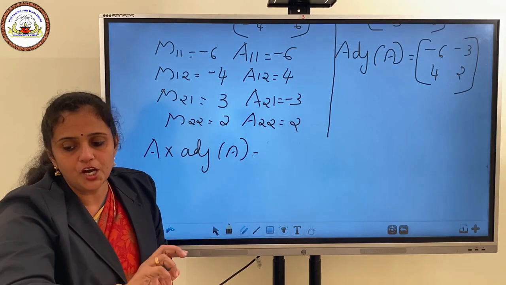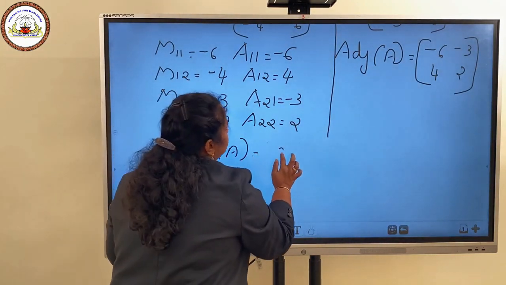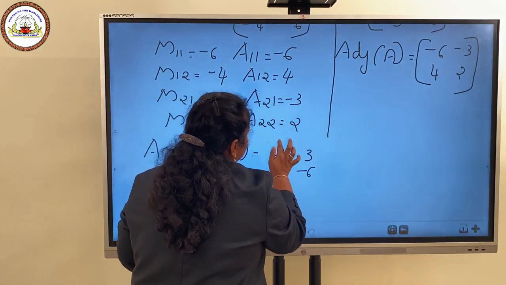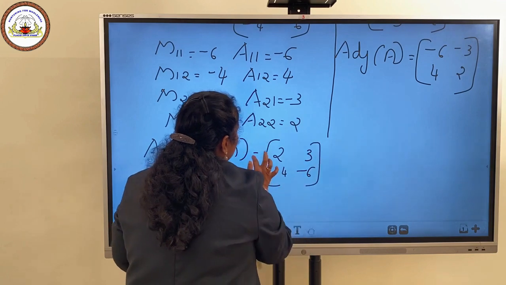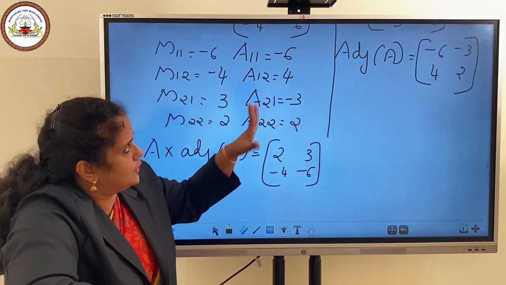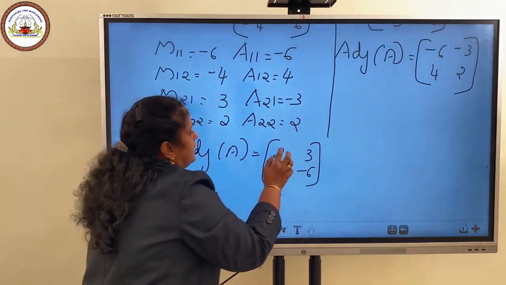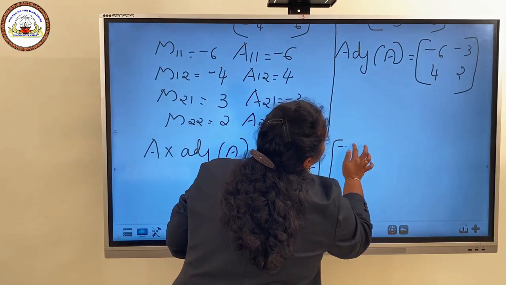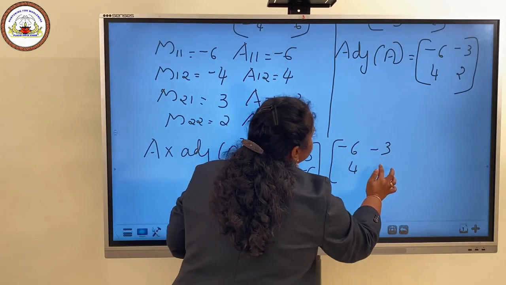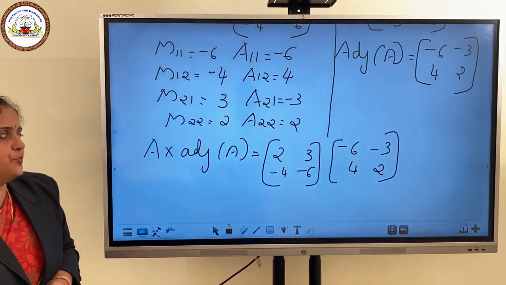A is the given matrix: 2, 3, minus 4, minus 6, into the adjoint of A, which we got as minus 6, minus 3, 4, 2. You multiply these two matrices.